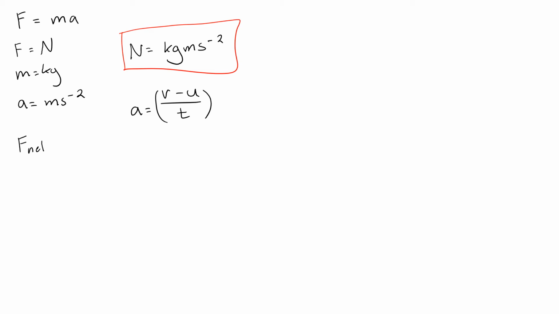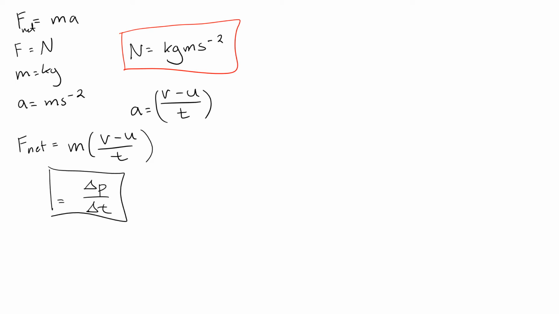F net, there should be a net here too. The net force is equal to mass times (V minus U) over T. And when you learn momentum, you'll realize that this is equal to delta momentum over delta T. But we'll cover this in our next video. So let's get straight into an example.